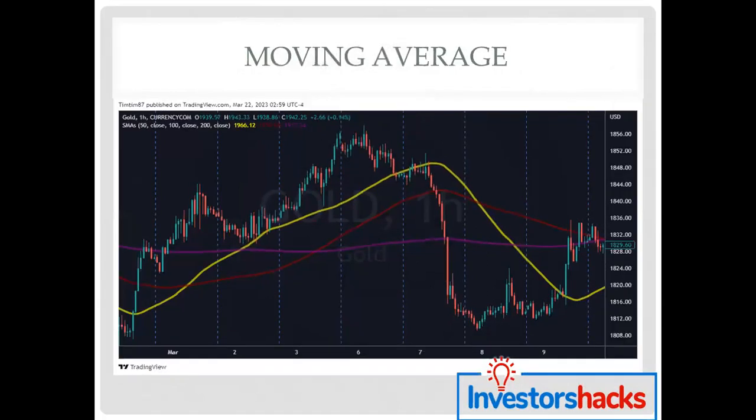So this is a chart showing moving averages. You can see the yellow line is the 50 moving average, that is smooth moving average 50. We also have the red one, that is the 100 close. We also have the purple one, which is the 200 close moving average, okay? I'll be able to show you how to set these moving averages in your MetaTrader.